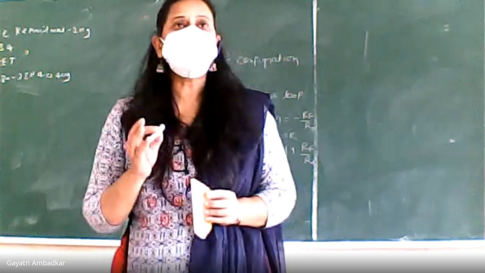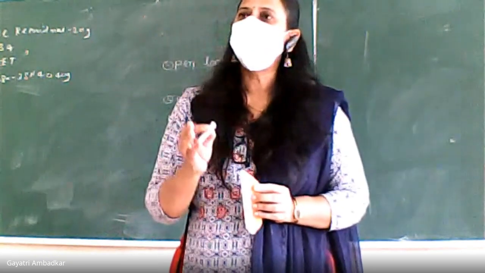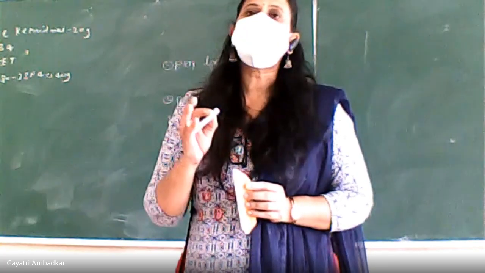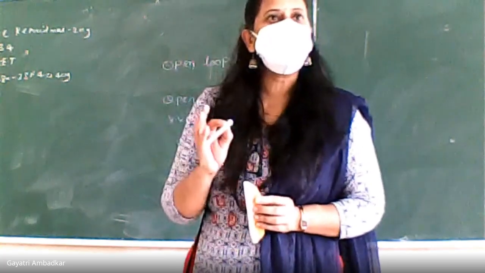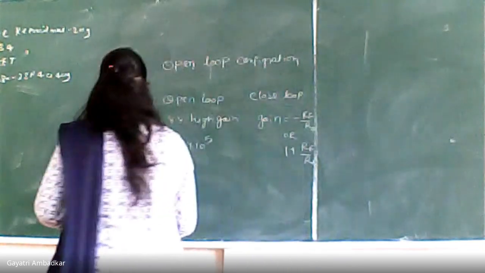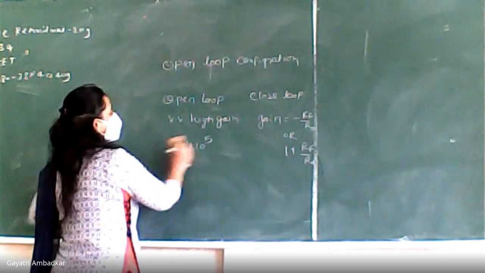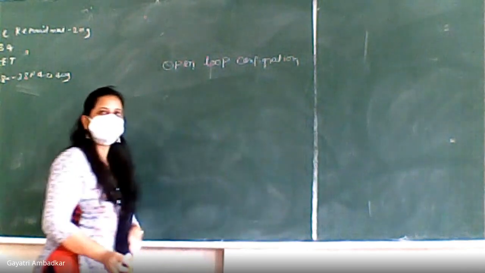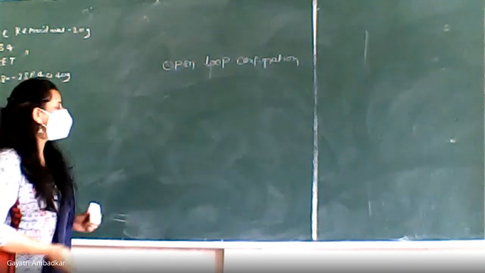And when you use op-amp in an open loop configuration, you get a very, very large gain. Ideally, we say the gain is infinite for open loop configuration. Now, what happens because of this large gain? This is typically for op-amp 741 IC. Okay. Now, what happens?